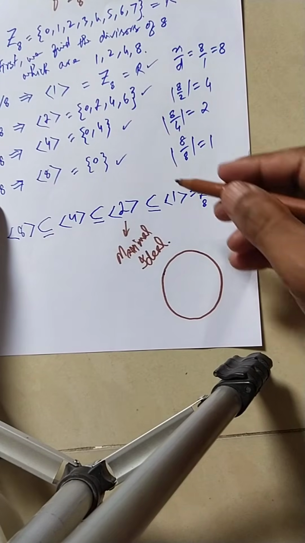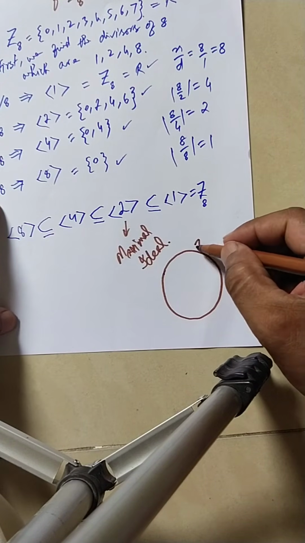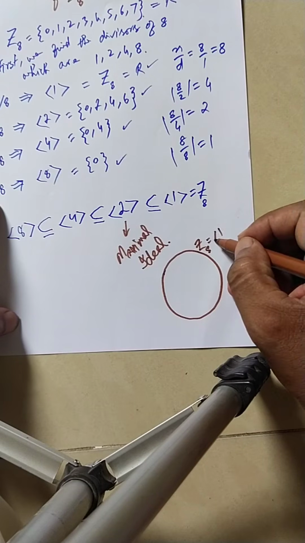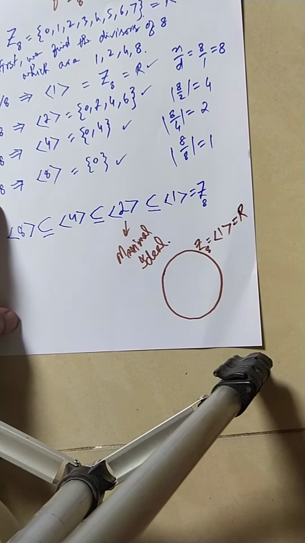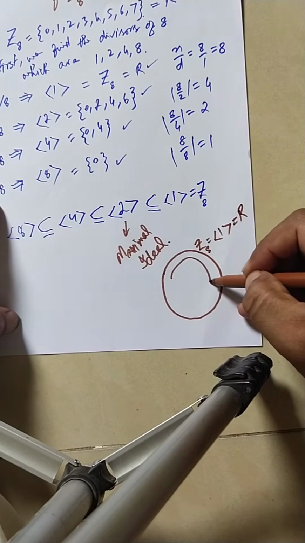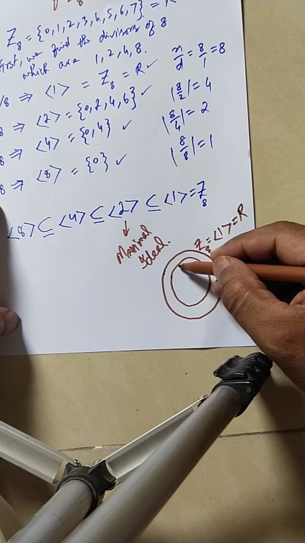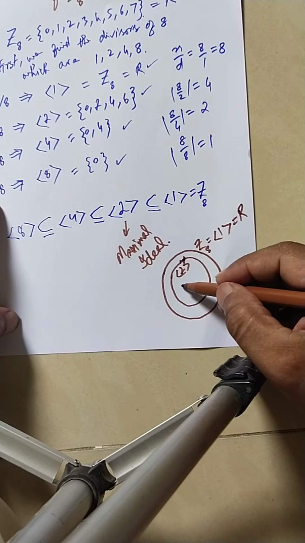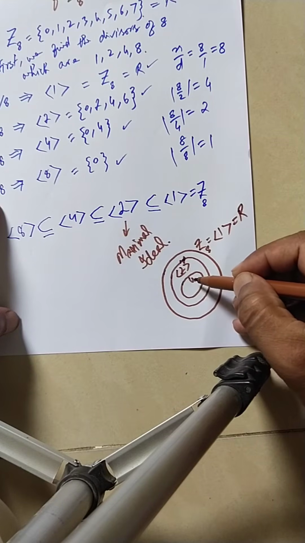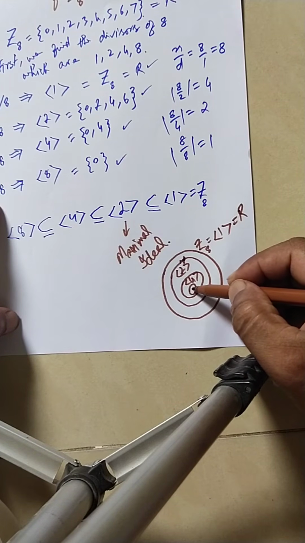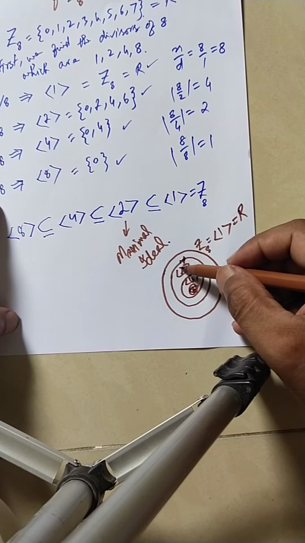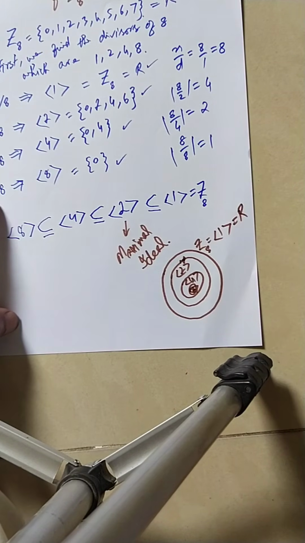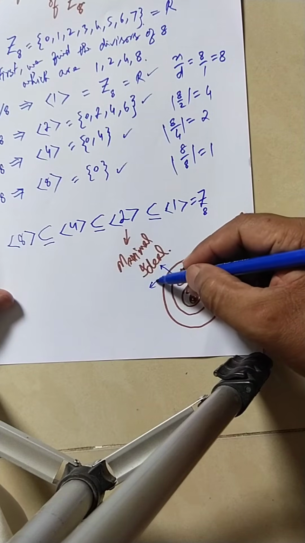We can also sketch the diagram. This is Z8 generated by 1, or this is R. This is the ideal generated by 2. This line is generated by 2 and generated by 4, and this is the ideal generated by 8, the identity element, smallest. 4 and 2, this is the maximal ideal between R and this is 2, 2 is the maximal ideal.